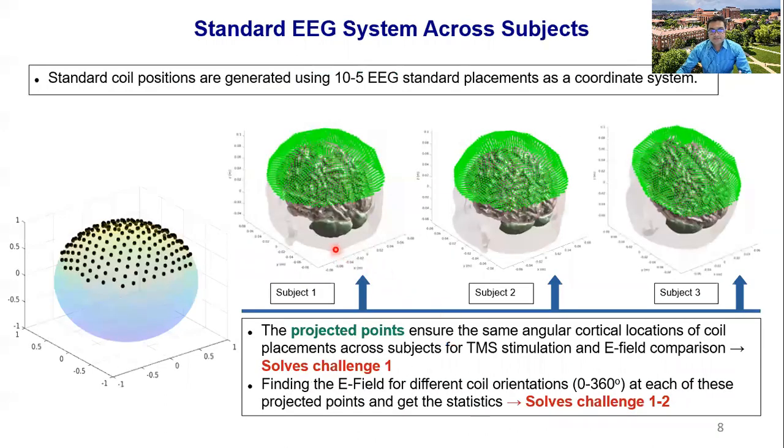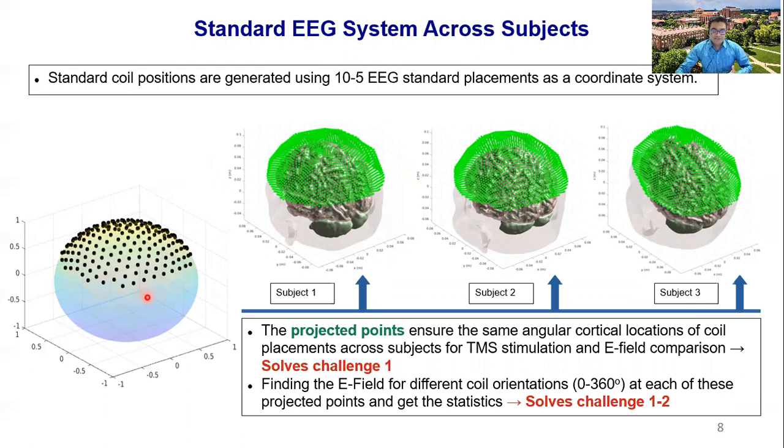So now we have successfully developed this population database, and we need to set up the correct system for electric field analysis across different subjects. As I already said a couple of slides earlier, we have a couple of challenges due to structural differences of the human brain. The first one is the coil placement uncertainty, and the second one is the EEG coordinate uncertainty. The first one is actually the result of the second one.